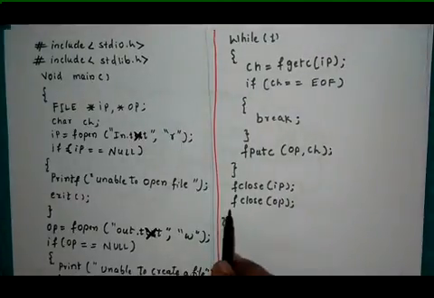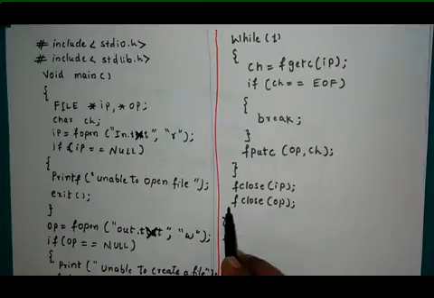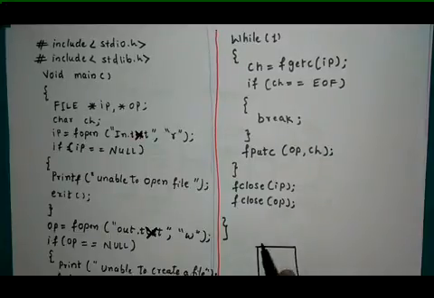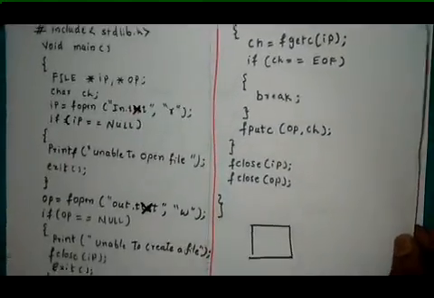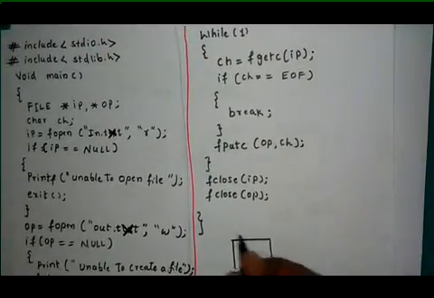Otherwise, transfer the content of ch to op. So keep on doing this operation. Take a character from IP, transfer it to op. Keep on doing this operation. If ch equal to end of file, then terminate this operation.